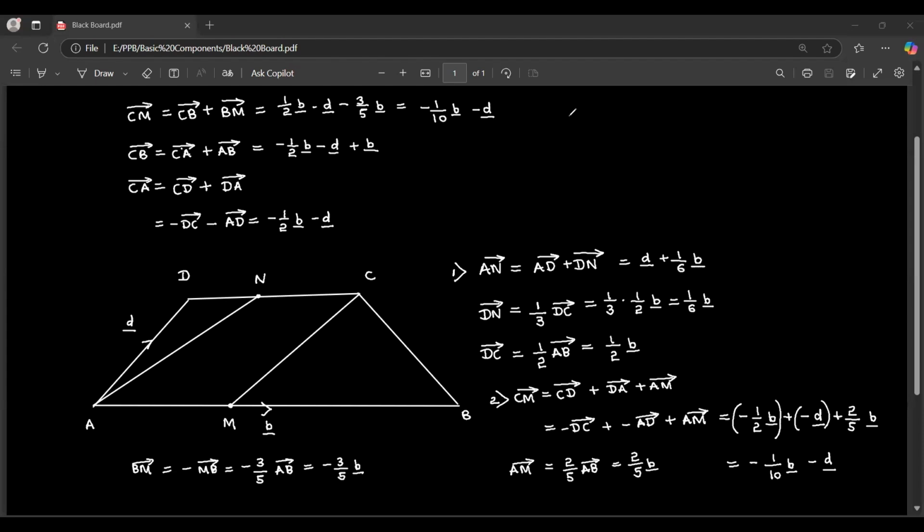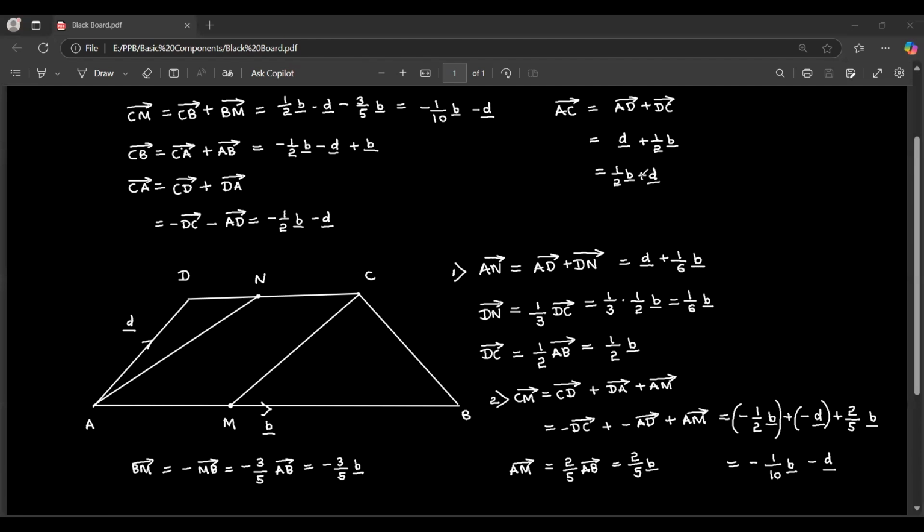Now we have to find AC. We know AC is equal to AD plus DC. The thing is, we have already found CA, so the answer will be plus half B plus D. But let's do that also. So AD is equal to D, DC is equal to half B. So this is the answer. So we have half B plus D.